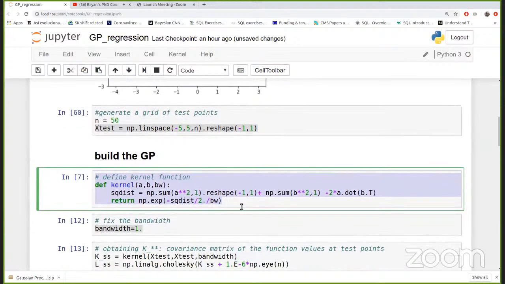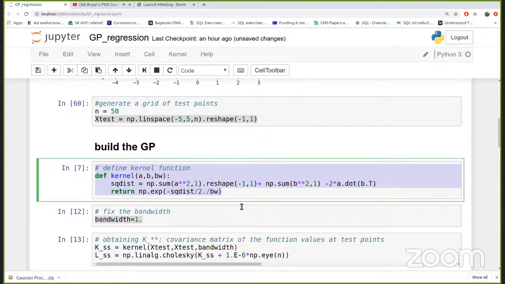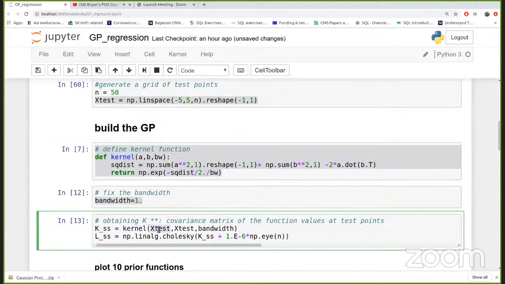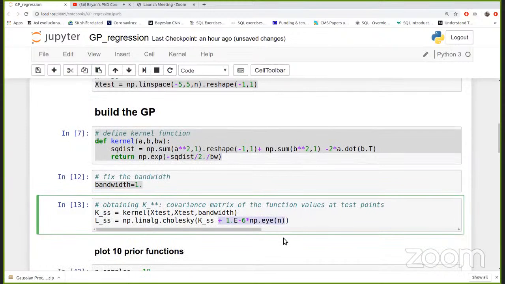But once I have this, what I need to do is compute my covariance: the covariance matrix of the function values at the test points. So I just apply the kernel function to the test points, to my grid, actually. So it's just computing the covariance of the test with respect to itself, or the variance, if you want. And then I apply the Cholesky decomposition by applying it to this one. Note that I have added here some very small constant, but this is just for numerical stability of the function.